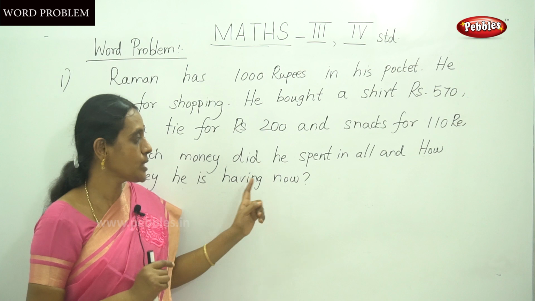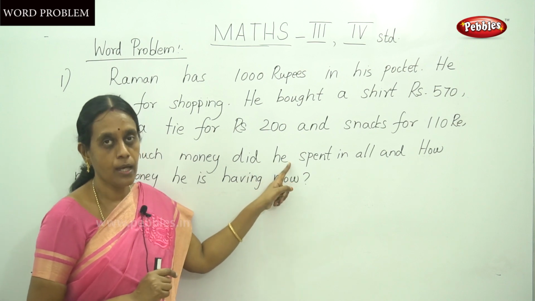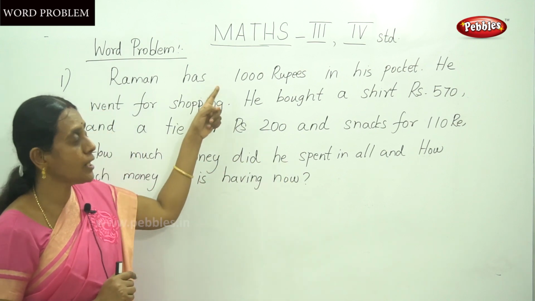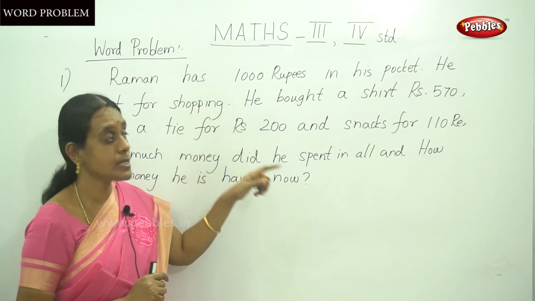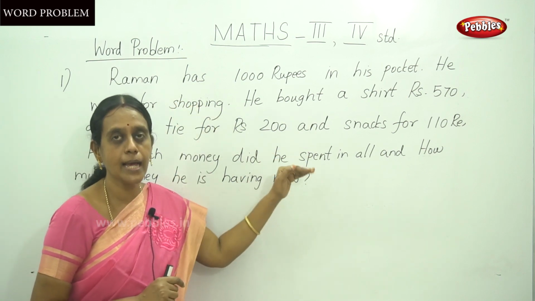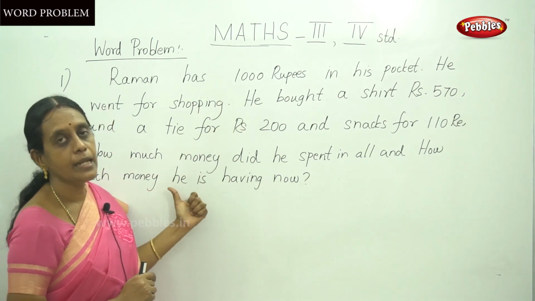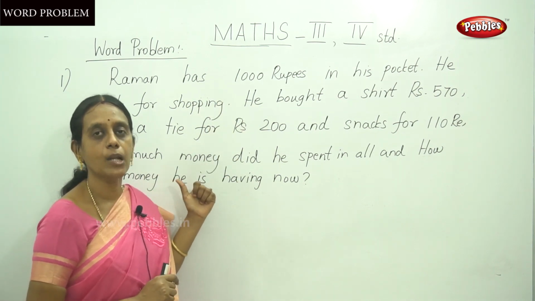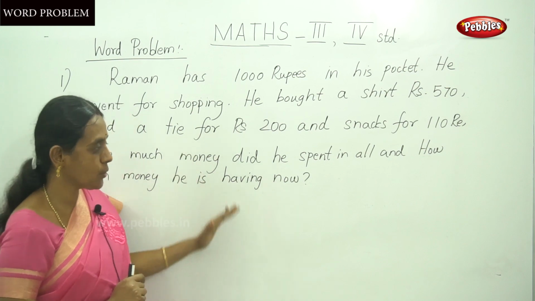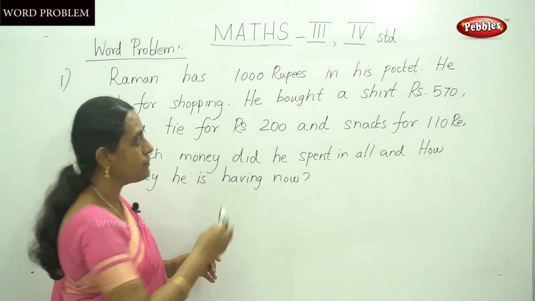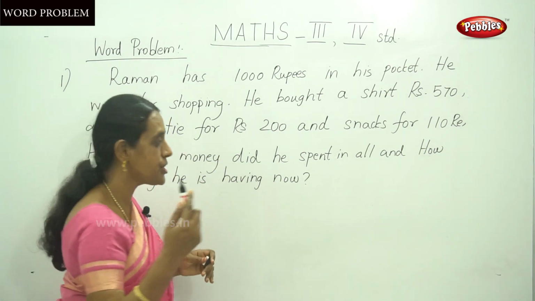That amount is the total amount he spent in all. From the total amount he has, that is 1000, you have to subtract this addition answer and find out the remaining money he has at last. First we are going to write the statement. First, the cost of the shirt.